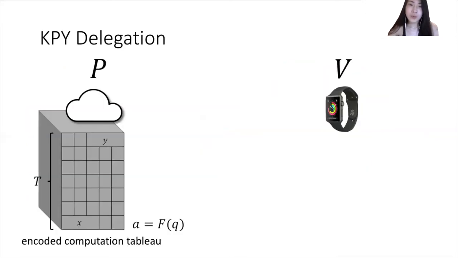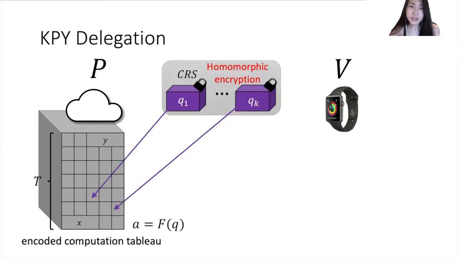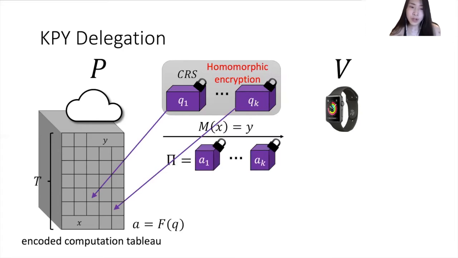So for the rest of this talk, we'll just focus on obtaining unambiguous proofs. First, we need to understand a little bit more about the KPY delegation scheme. In the delegation scheme, the prover performs the computation and writes down the tableau, which he encodes via a polynomial F. And now the CRS contains homomorphic encryptions of queries to this tableau, which you can just think of as inputs to this polynomial. And the prover will homomorphically evaluate the answers and send them back as a proof.